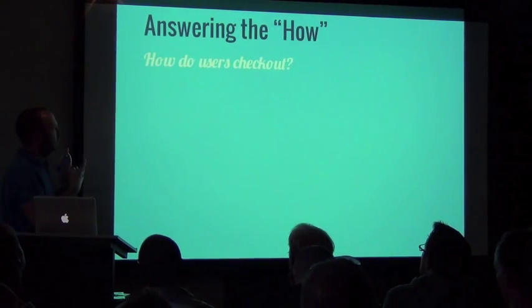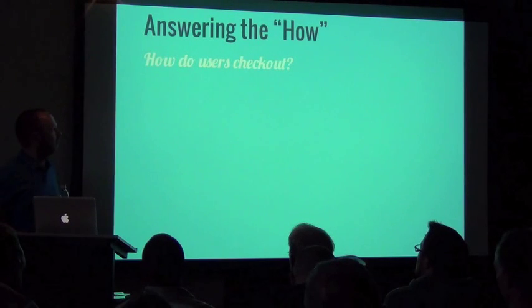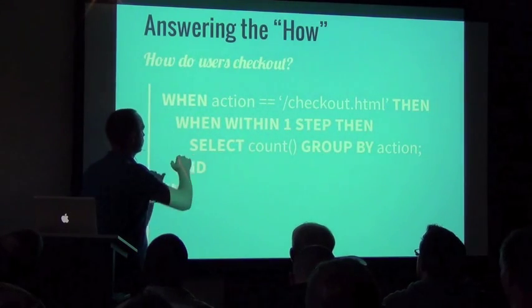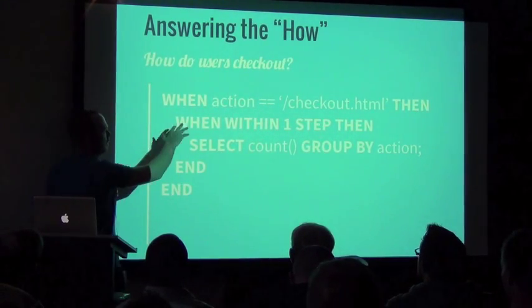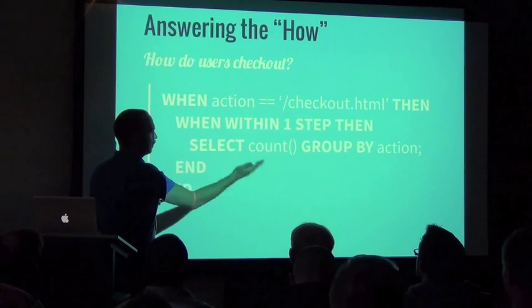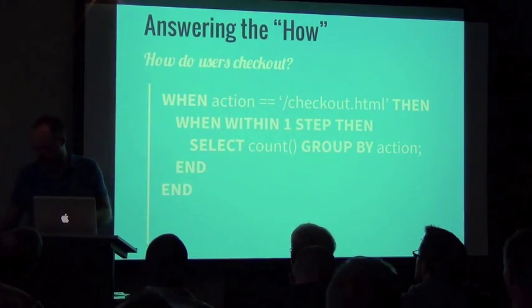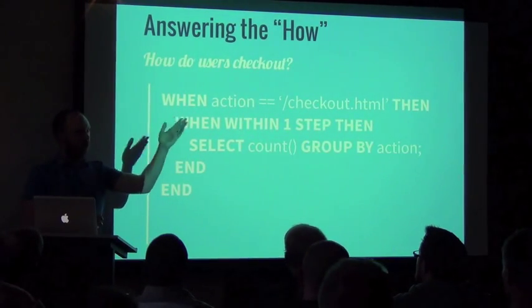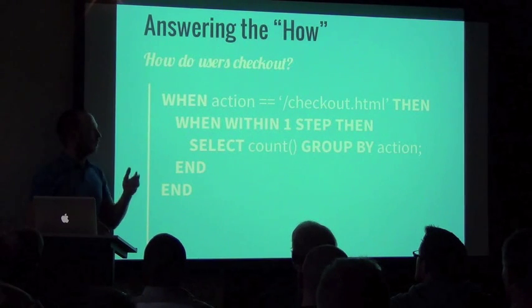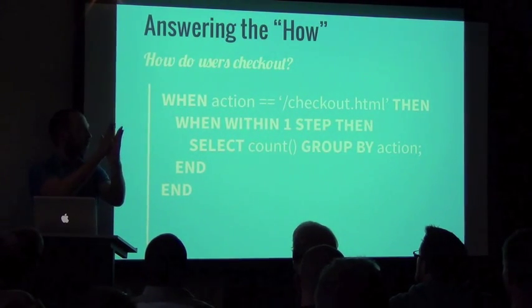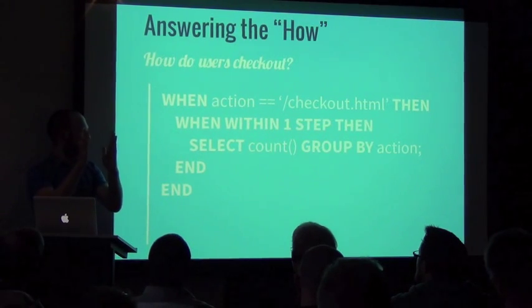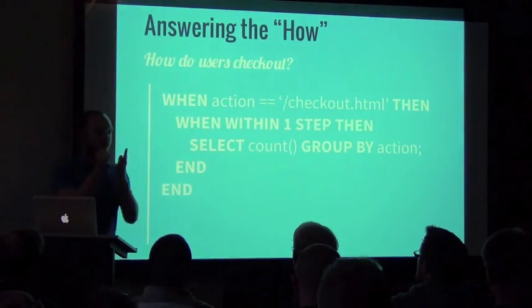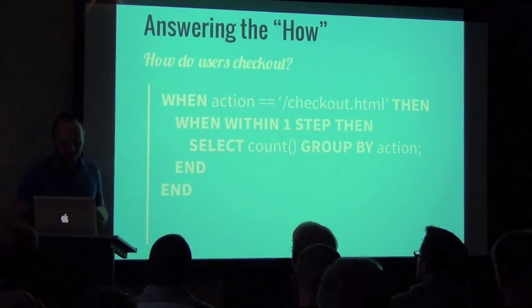beforehand. So now we'll use this when construct and try to figure out how users check out. We can nest these when statements, which is where it gets interesting. So you can say when someone checks out, then within one step. It's great if you think about this stuff as a timeline, and individual timelines too. You have a user, and they come in, you look at all their events or all their actions. You say, when it's a checkout, move one step over, and then we'll select a count right there, and we'll group by the actual action of that step immediately after the checkout.